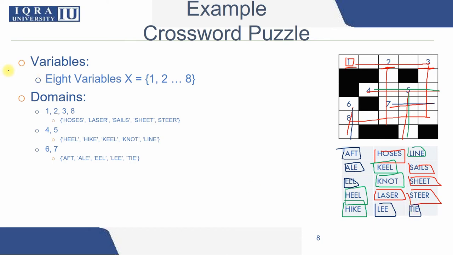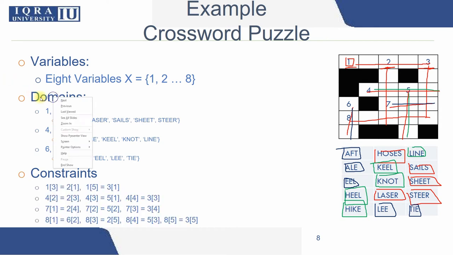Now what are the constraints? The constraints are again obvious, and if you think about it, as I told you in the introduction of this problem, the third letter of the first word will correspond to the second letter of the first word. So for example, if I choose the first as hoses, then the second word's first letter should be starting with s.